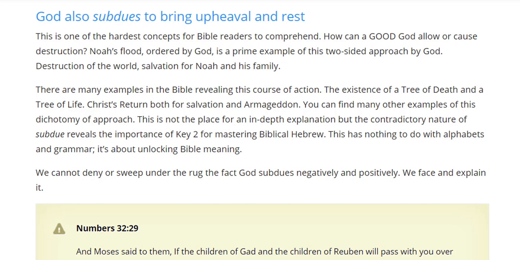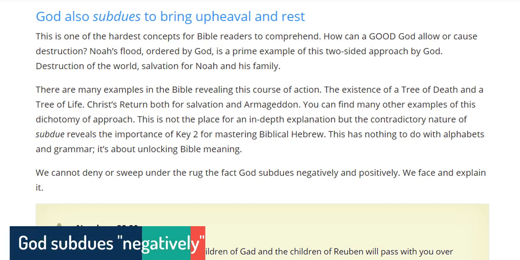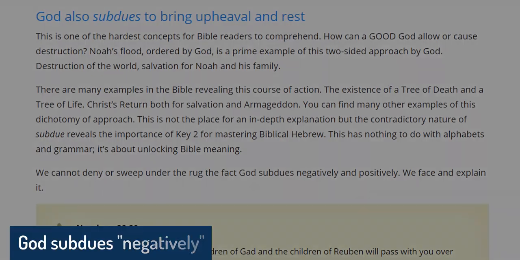This has nothing to do with alphabets or grammar. It's about unlocking Bible meaning. We cannot deny or sweep under the rug the fact that God subdues negatively and positively. We face and explain it.